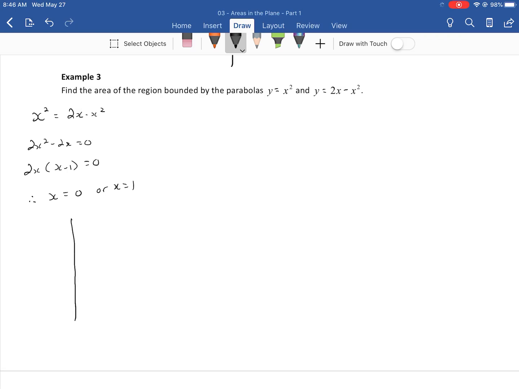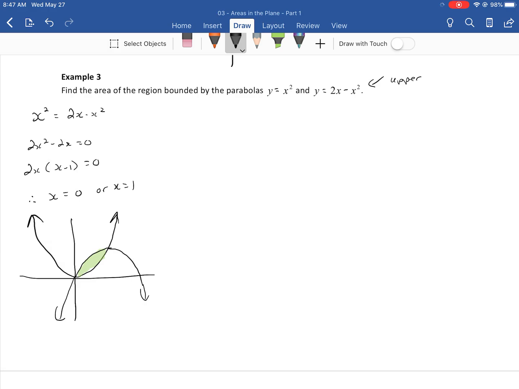To give you a visualization of what's happening here, there's the parabola y equals x squared. This other one's sort of a downward opening parabola. And so now this little area that we want in between these two curves, I've now found the x values that bound it. It apparently is between 0 and 1. Better yet, I now know this one's the upper one.